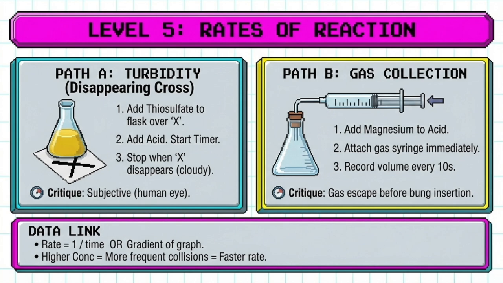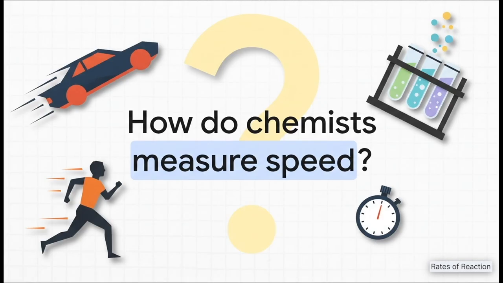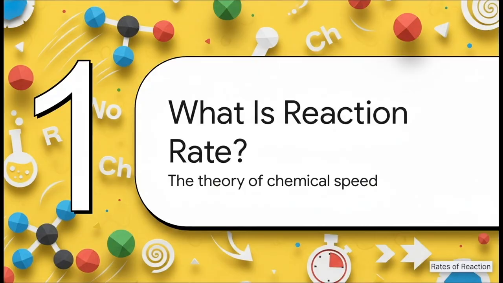Rates of reaction. We all get speed, right? A car going at 70 miles per hour, an athlete running the 100 meters. But how do you measure the speed of something happening in a flask? It's not about distance over time, but that core idea of change over time is exactly the same. What on earth is rate of reaction?